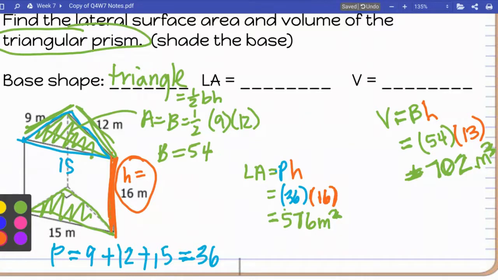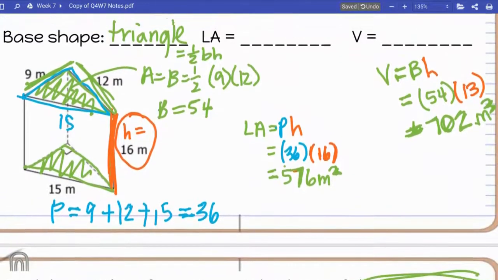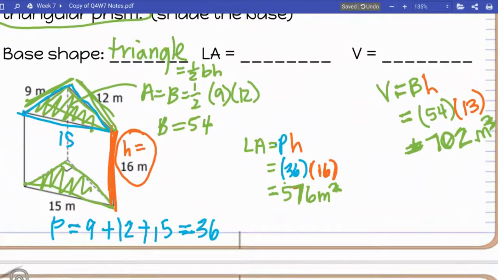And then I just plugged it into the formulas. I got 576 meters squared for lateral surface area, that does not include the bases. And then the volume of this was 702 meters cubed. Since this is a right triangle, you may have to use the Pythagorean theorem. It just so happens that they gave us the hypotenuse of the right triangle, which was 15, but you may have to use the Pythagorean theorem to figure that out, or one of your special right triangles.